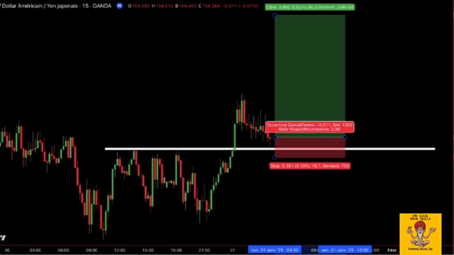Set your stop loss below the wick of the pin bar. If price drops below this level, it means the setup is no longer valid. The best place to take profit is at the next key resistance level, where price is likely to face selling pressure.